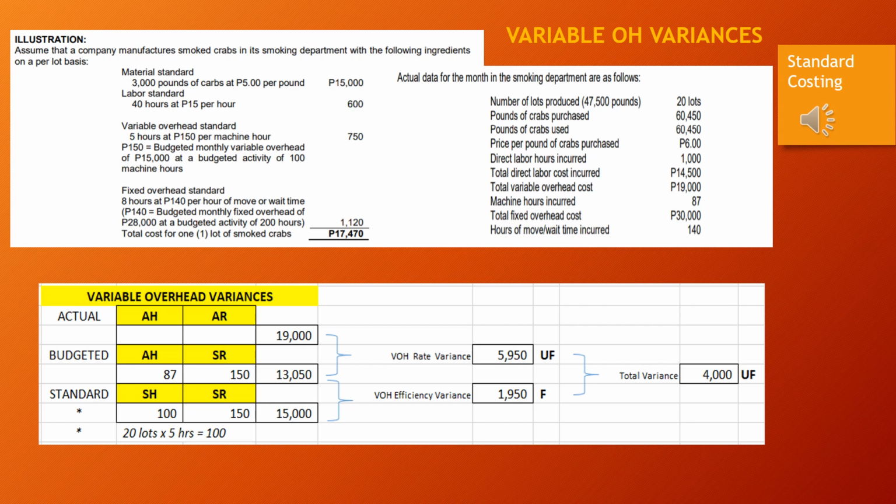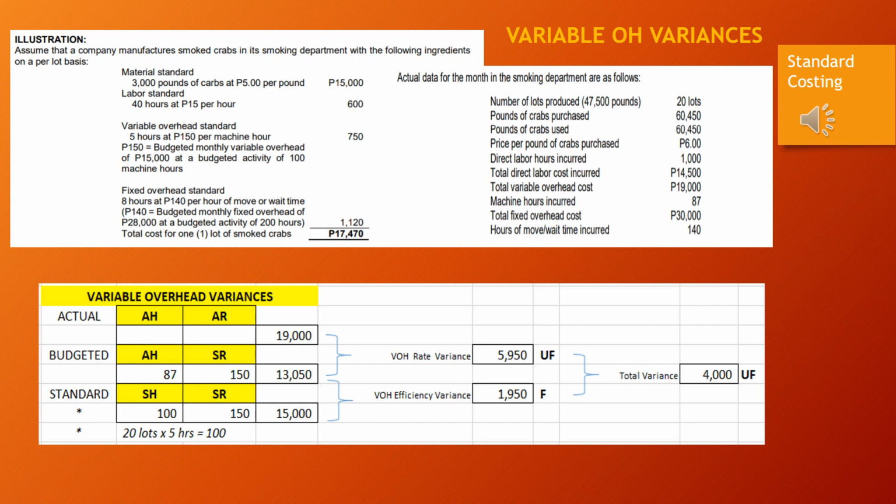Now, if we are going to compare the actual versus the budgeted, we could really say that this is unfavorable because 19,000 is higher than the budgeted, which is 13,050 pesos. So we have an overhead rate variance here of 5,950, unfavorable since actual is higher. Now here, for the efficiency, you could say that the budgeted is smaller than the standard. So our standard is 15,000, but our budget is 13,050 pesos. Therefore, we have here a favorable of 1,950.